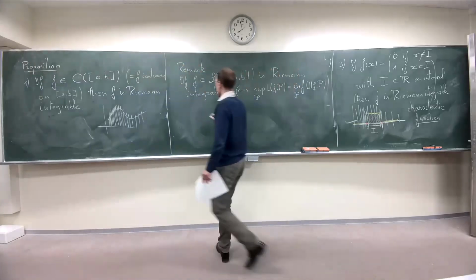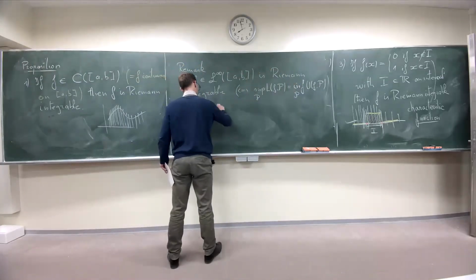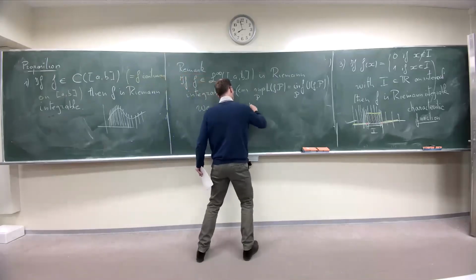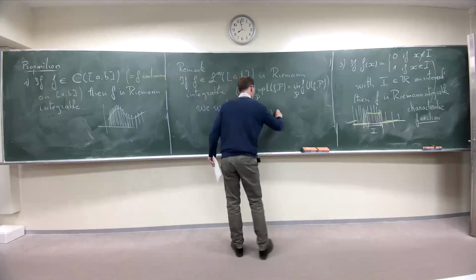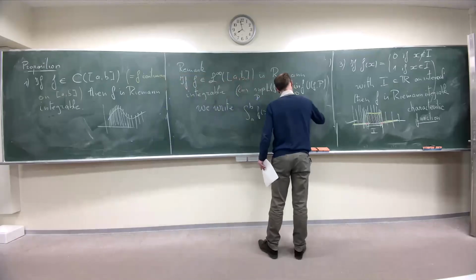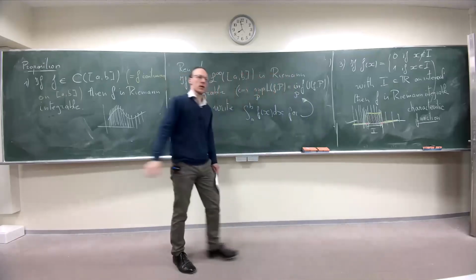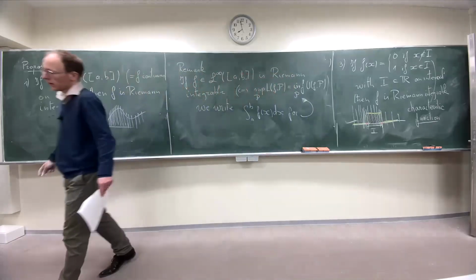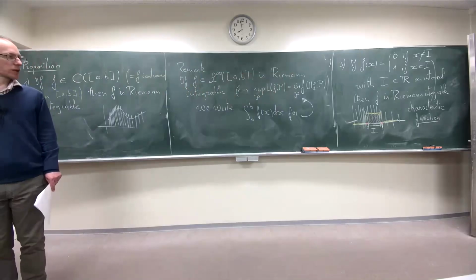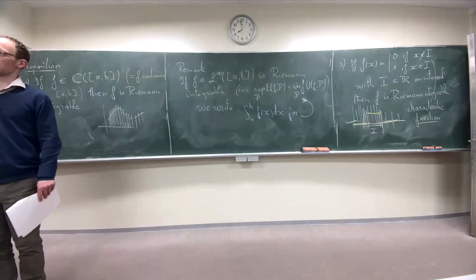We write the integral from a to b of f of x dx for this quantity. But again, this is just a notation for a number. So the integral from a to b of f of x dx is a number that you obtain in this case.